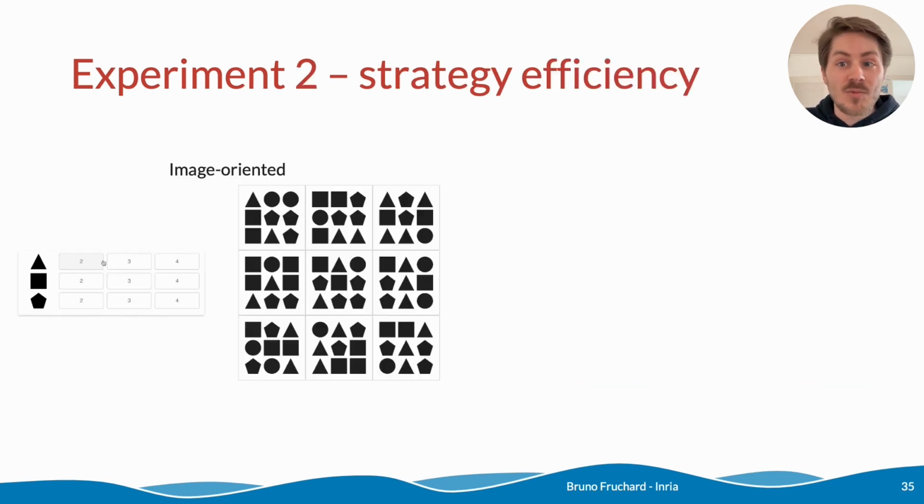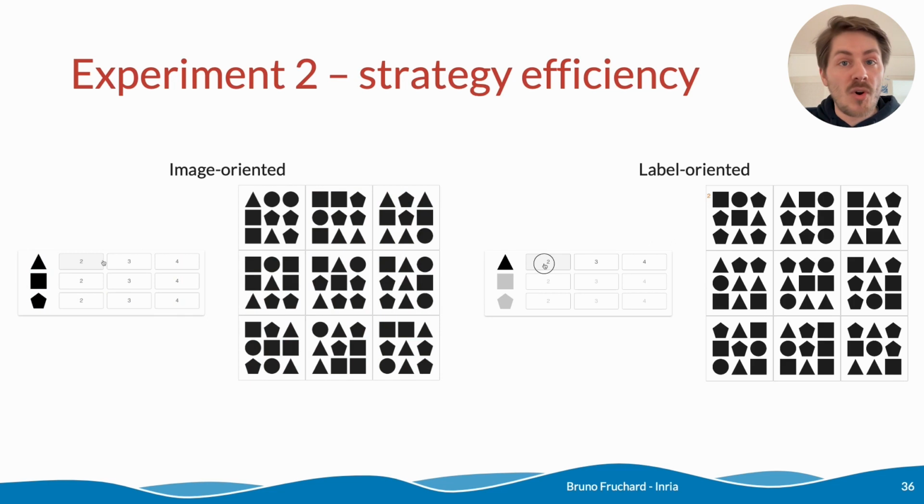In the second experiment, we fixed the strategies and forced participants to use one or the other. For the image-oriented strategy, they had to select all label types before selecting an image. For the label-oriented strategy, they had to assign all images with the label type before accessing the next.